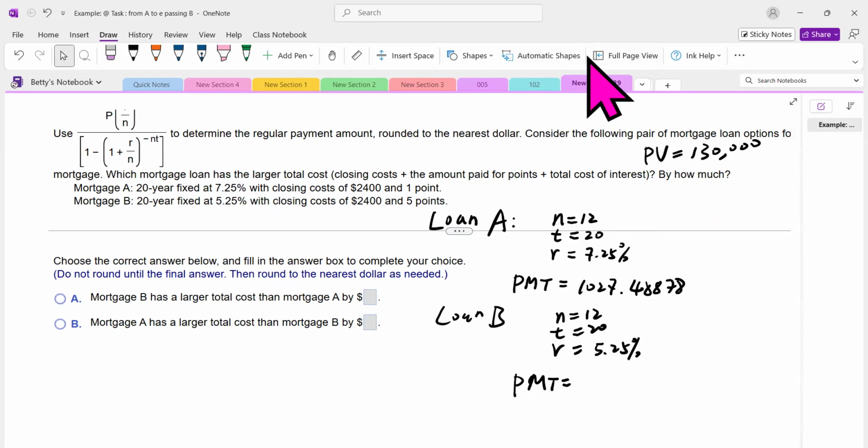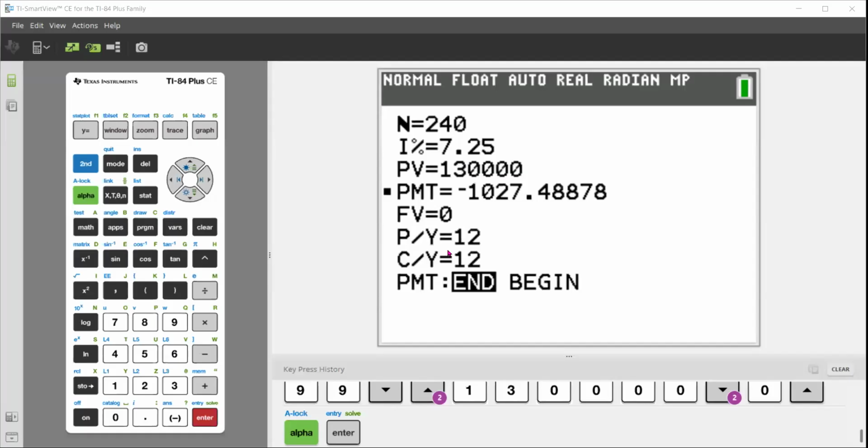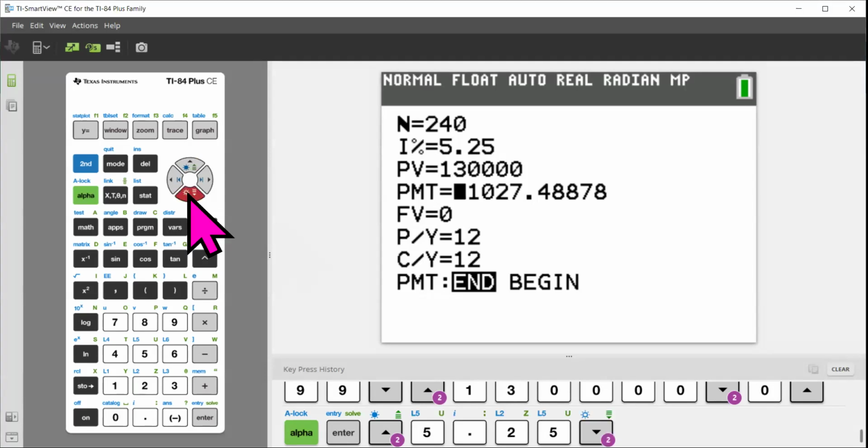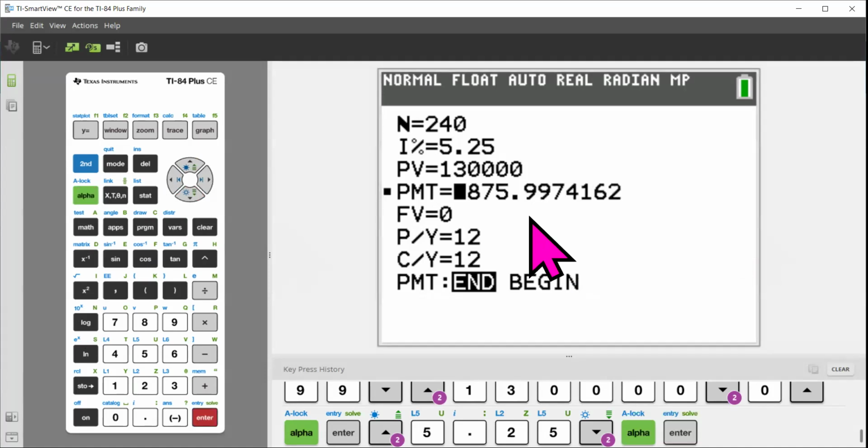Let's go to the calculator. Go up, change that to 5.25. So the annual interest rate is different. And then we solve for the monthly payment. Alpha enter. This time we have a lower payment because the interest rate is lower. $875.9974162. We're going to keep all the digits.